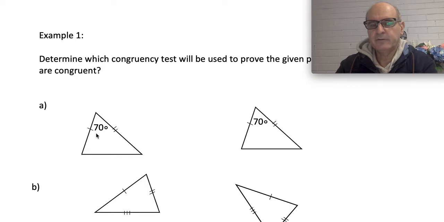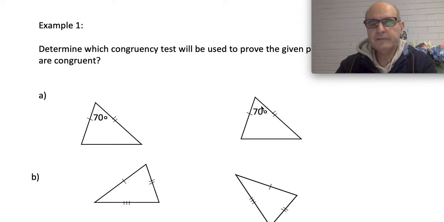And what is the test for that? The test for that is side, angle, side. Remember, if that 70 degrees was here, then I cannot say they are congruent, because that angle has to be between the two equal sides.